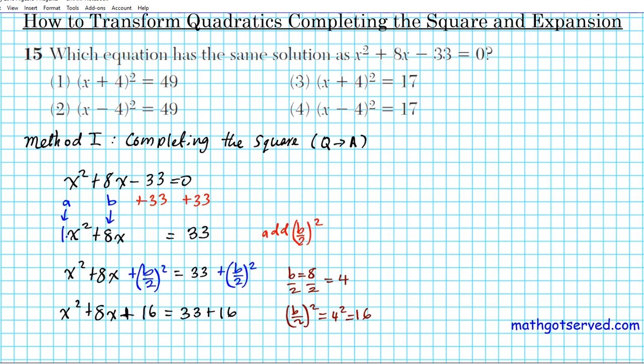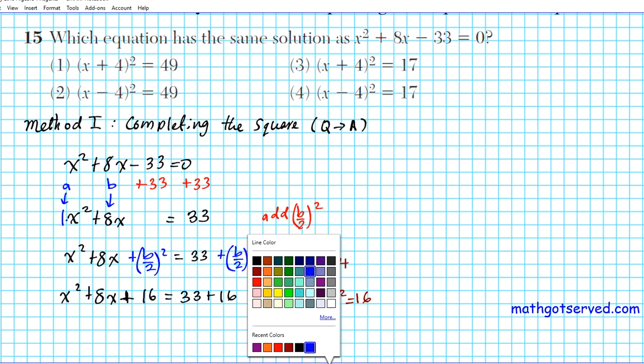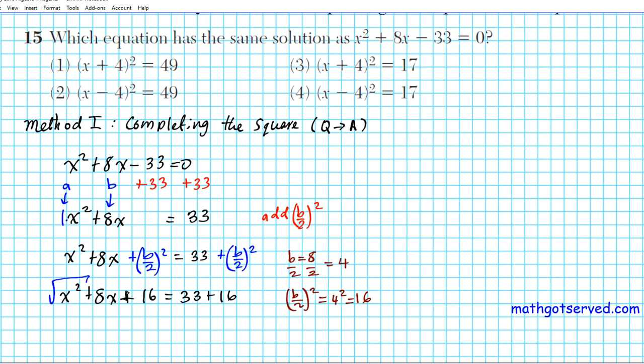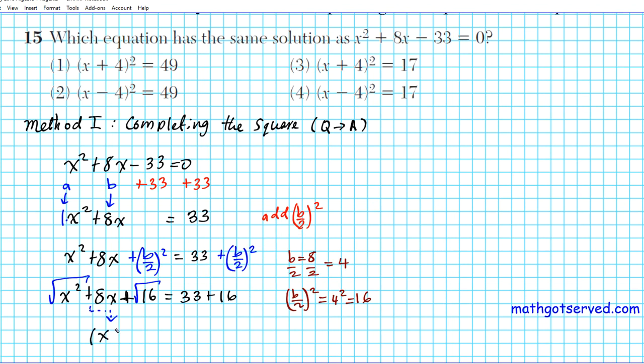Now to factor the left side, since it's a perfect square trinomial, we're going to use a factorization shortcut. We factor the first term and the last term and bring down the middle sign. So the factored form is going to be x plus the square root of 16, which is 4, quantity squared. And on the right side, 33 plus 16 is 49. So the answer to question 15 is option number 1.